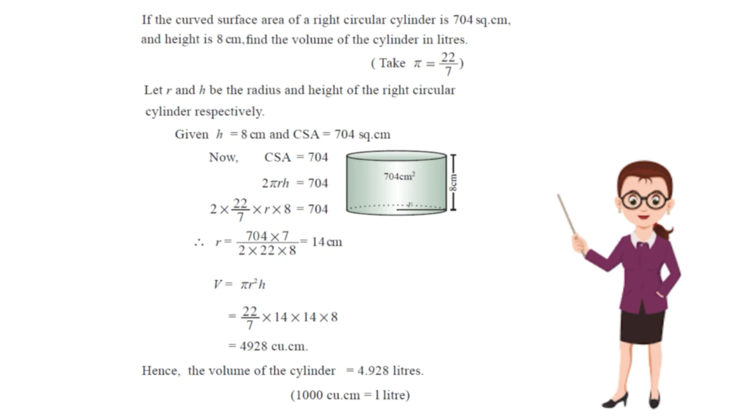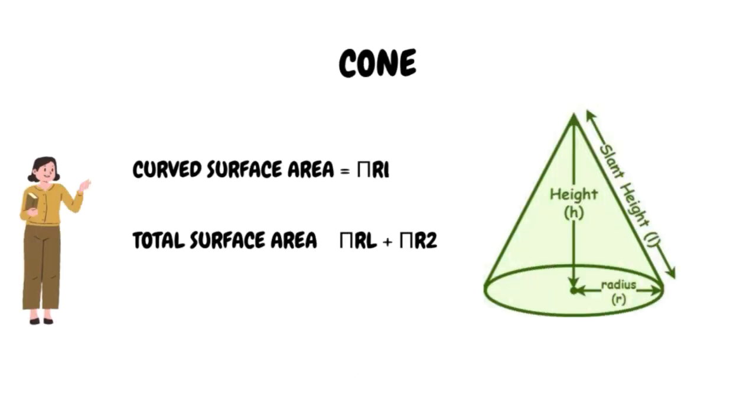We know that volume is nothing but pi r square h. Putting the value of pi, r calculated here and h given as per the problem, we can get the volume as 4928 cubic centimeter. Now we need to convert this volume into liter. We know that 1000 cubic centimeter is equal to 1 liter. So the volume in liter will be 4.928 liter. Now moving on to the next figure.